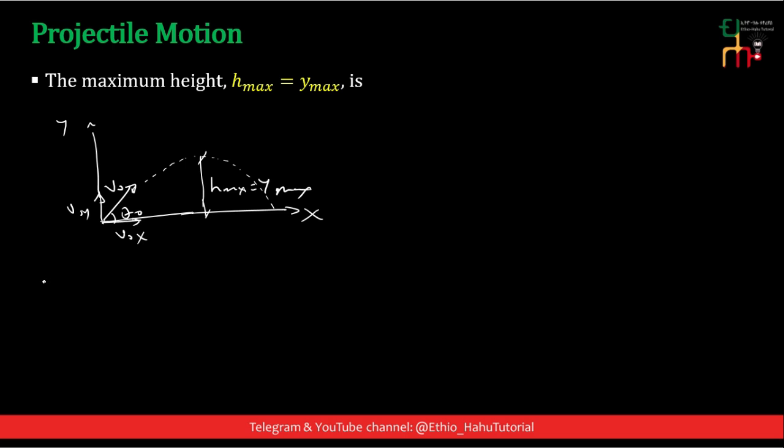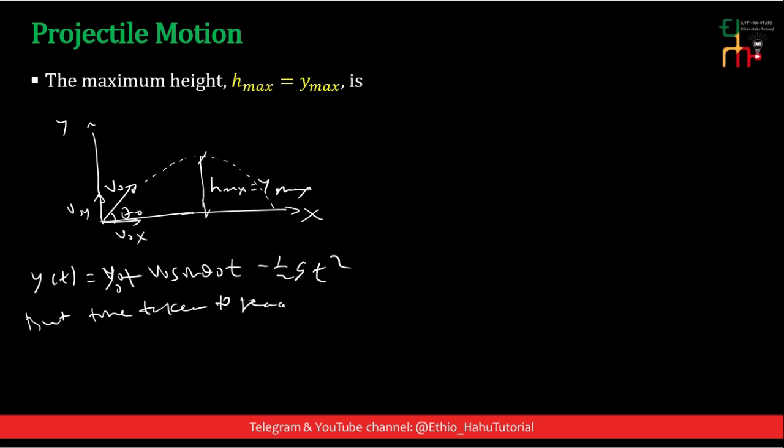To find h max, the displacement y of t at any time t is equal to y naught plus v naught sine theta naught times t minus half g t square. This is the displacement of the particle along the y direction at any instant of time. But the time taken to reach h max, y max, is t equal to v naught sine theta naught divided by g.